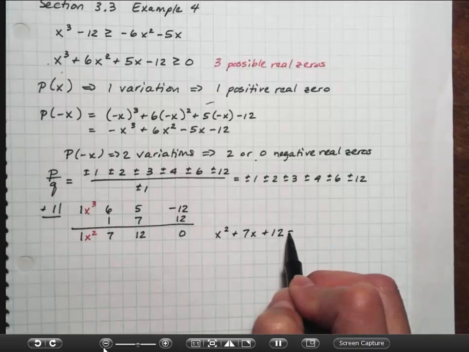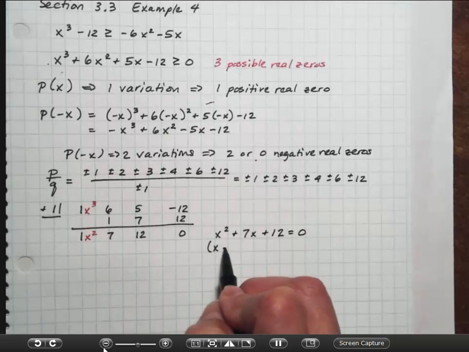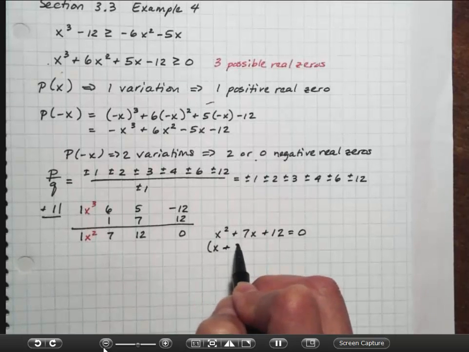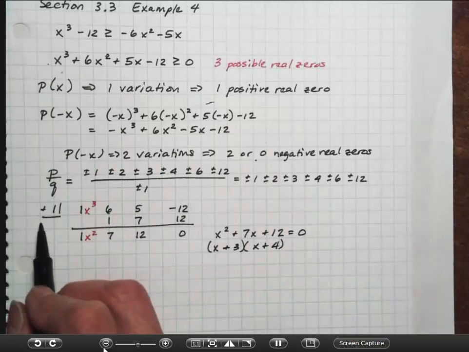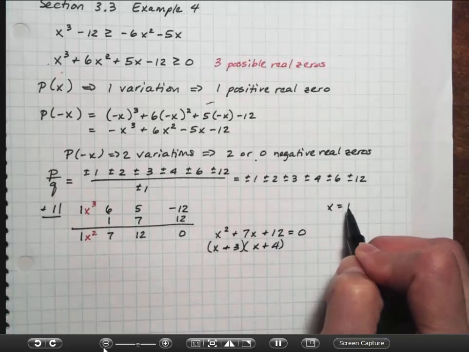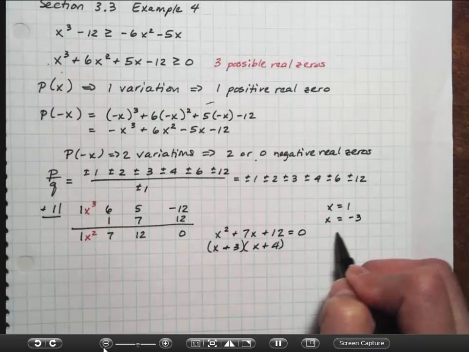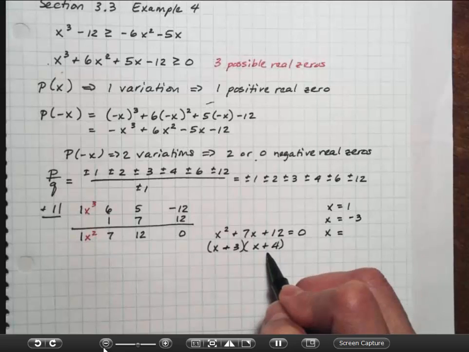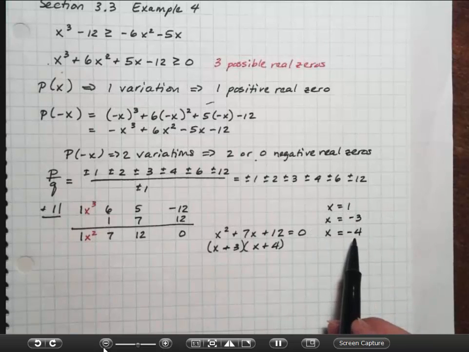So looking at this particular problem right here, it's very easily factored into x plus 3 and x plus 4. So my zeros then are x equal to 1, x equal to negative 3, x equal to negative 4. Now I need to solve the inequality. So I'm going to take these zeros and put them onto a number line and make a sign diagram.